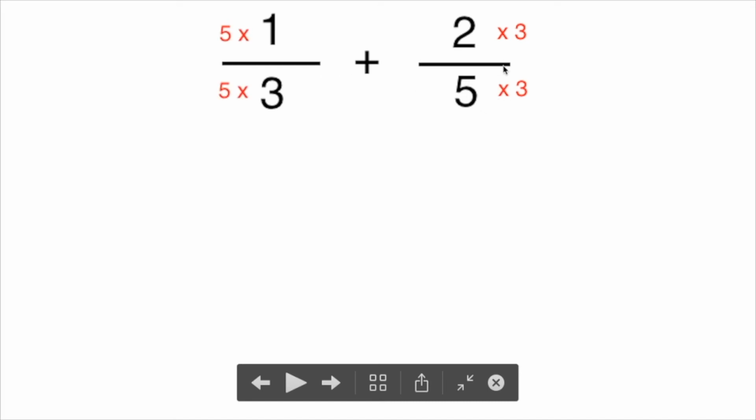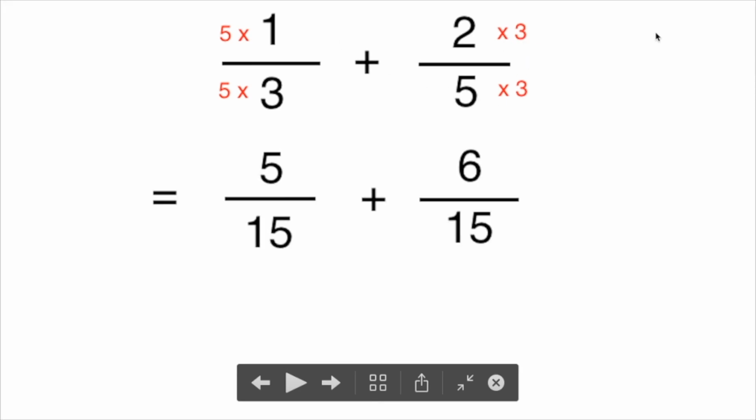And then for the other fraction, 1 over 3, well, we want this to be 15, so we multiply it by 5, which means we also multiply the numerator by 5. Again, we have to multiply by the same number for numerator and denominator so that we can keep the value of this fraction. So let's do this now. 5 times 1 is 5. 5 times 3 is 15. So that's going to become 5 over 15. 2 times 3 is 6. 5 times 3 is 15. So that's going to be 6 over 15. So it should be 5 over 15 plus 6 over 15.